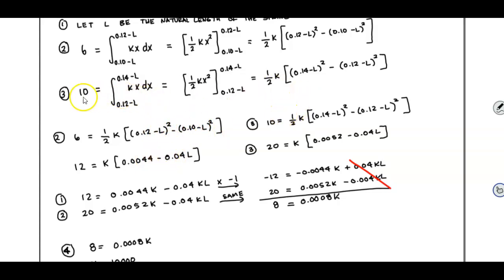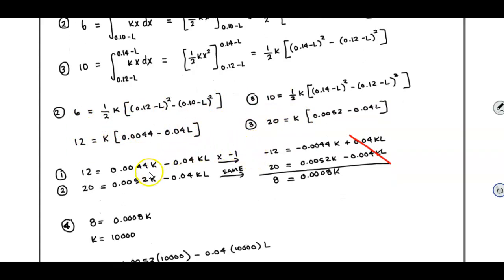Same thing with the second equation here. We're going to multiply both sides by 2, multiply this out, and then combine like terms, so we get 20, which is equal to k times 0.0052 minus 0.04 L. And what happens is now we end up getting two equations so that we're able to solve for k.